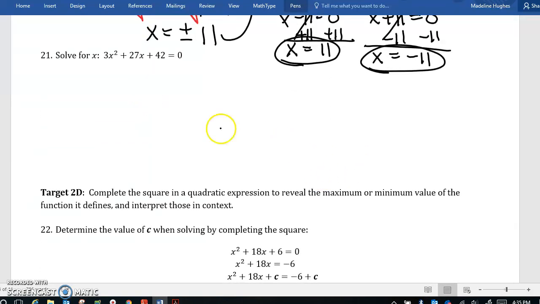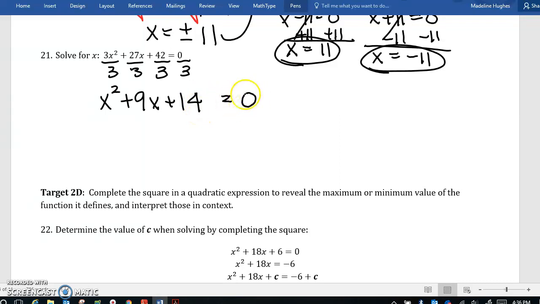For 21, I see a number out front here, so that should be a red flag for looking for a GCF. So I'm going to divide each of these numbers by 3 to simplify and factor out that GCF. Okay, so 3x squared divided by 3 is just x squared. 27x divided by 3 is a positive 9x, and you can do this in the calculator if you'd like. And then 42 divided by 3 is a positive 14. Okay, this is equal to 0, and we do need to remember that we have to write our GCF, the number we divided by, out front.